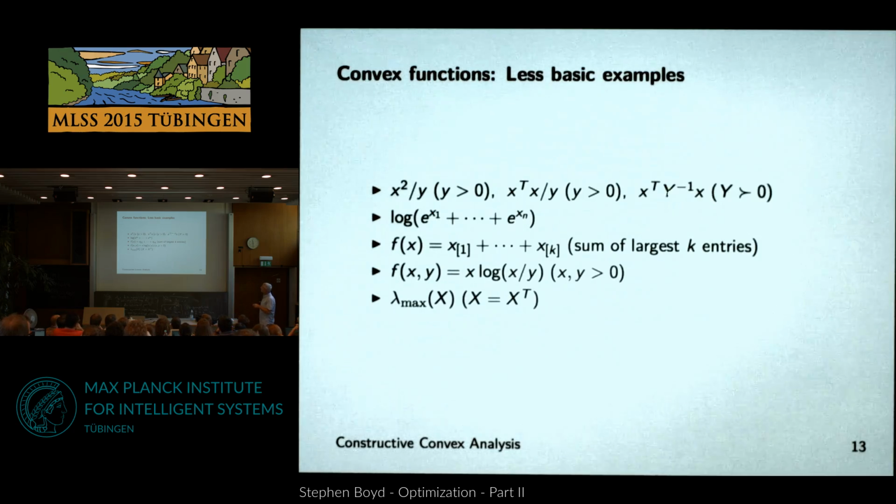If my variables are a positive definite matrix Y and a vector x, then this thing, x transpose Y inverse x, is jointly convex in both x and capital Y. That is not obvious, just in case you think it is. I mean, I can make a 3-line proof, but that doesn't mean it was obvious.